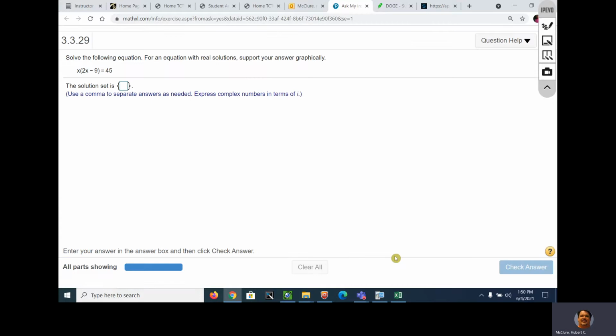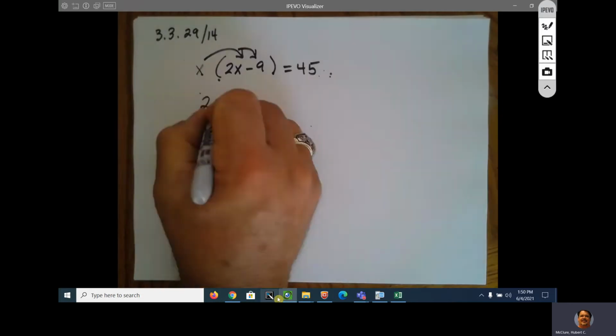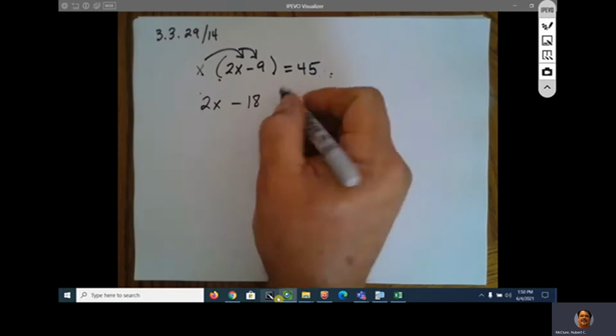And this was a good test question. Solve the following. Okay, x times 2x minus 9 is equal to 45. And distribute. And that's going to be 2x squared minus 18.